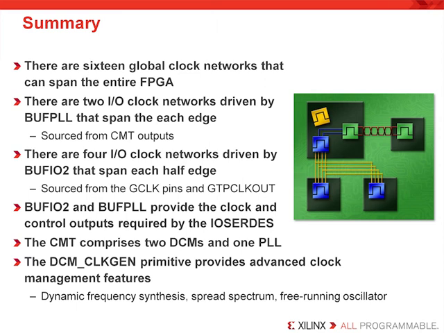First of all, there are 16 global clock networks that can span the entire Spartan-6 FPGA. There are 2 I/O clock networks driven by the BUFPLL that span each edge of the die, and these are sourced from the CMT outputs. There are also 4 I/O clock networks driven by the BUFIO2 primitives that span each half edge, and these are sourced from the global clock pins as well as the MGT port, which generates the GTP clock output. So if you're using the MGT, you can drive the BUFIO2 there as well.